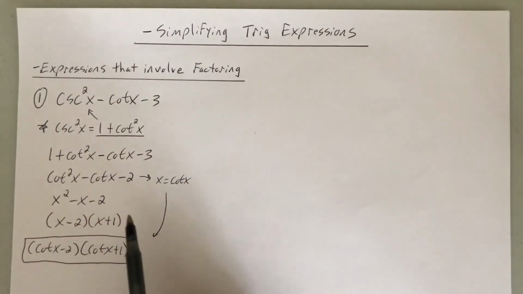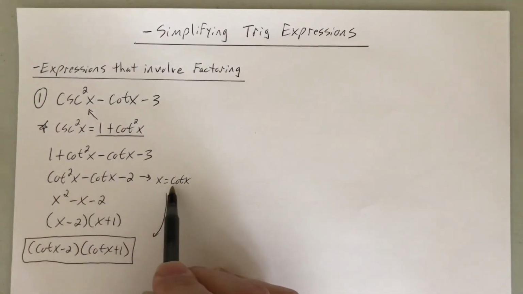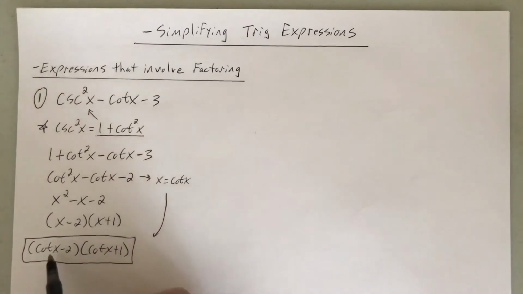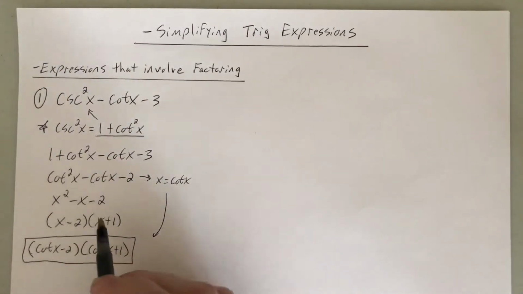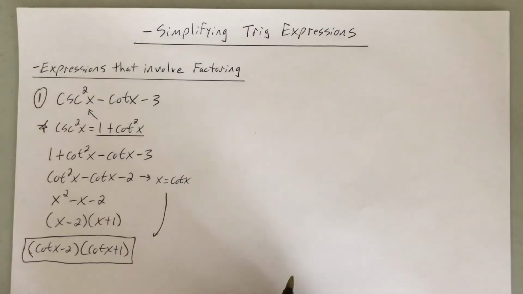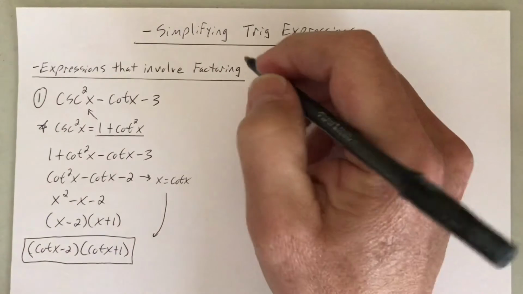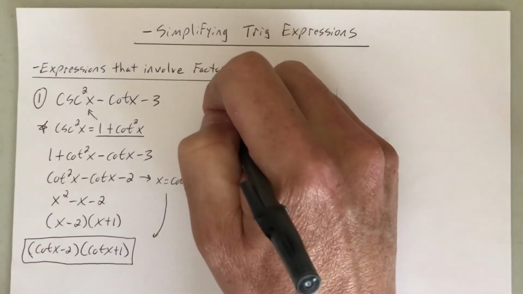Now understand, you don't have to do this step in here by doing the substitution. You can go right from here to the factoring if you're familiar with it. Again, some students like to see it as a trinomial with that variable, and then they just replace it. It's totally up to you. So let's look at another one here.